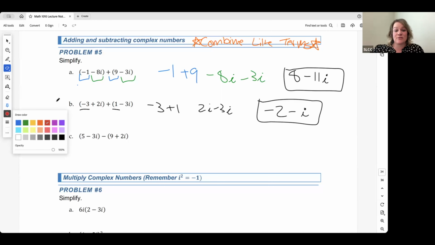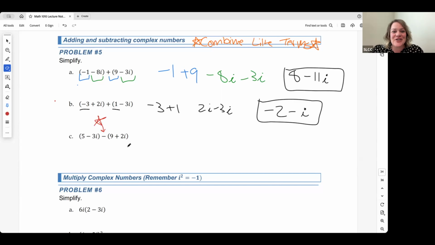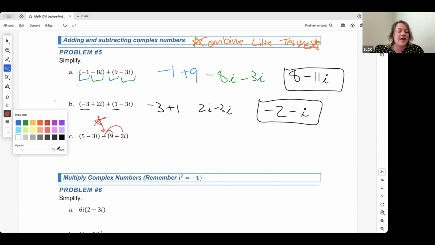Notice C is a subtracting. This is a common student error. They forget to distribute the negative. Don't let that be you. -9 and minus 2i. Just be careful with that. So when I look at the reals, it's 5 and -9. When I look at the imaginaries, it's -3 and -2i.